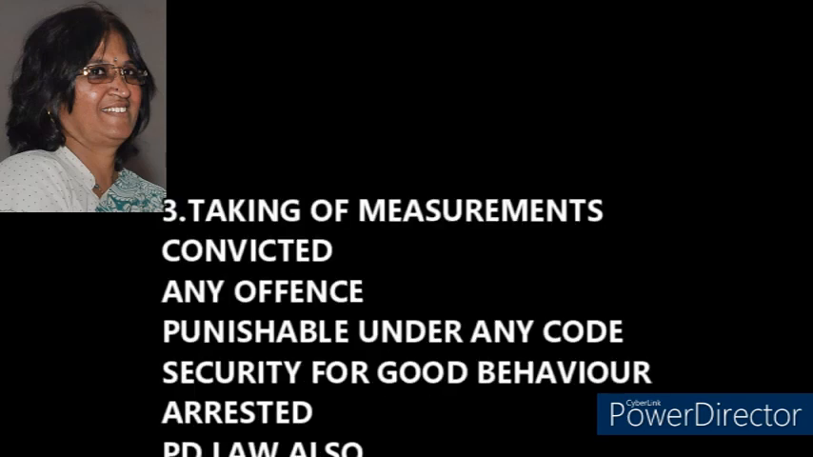1973. Police officer means the officer in charge of a police station or an officer not below the rank of head constable. Prescribed means prescribed by rules made under this act. Prison officer means an officer of a prison not below the rank of head warder. Words and expressions used herein but not defined, which are defined in the Indian Penal Code and CrPC, shall have the same meaning respectively assigned to them in those codes. Now the new codes have come, they take their place. Now, taking of measurements: this is section 3, taking of measurement.